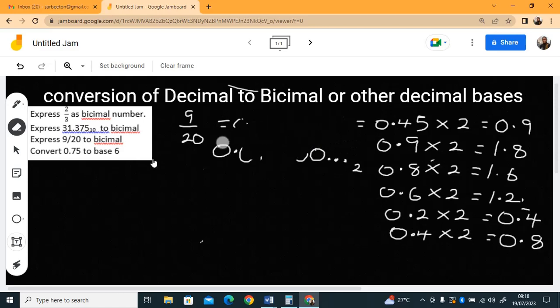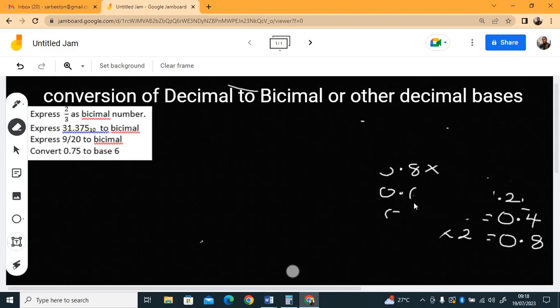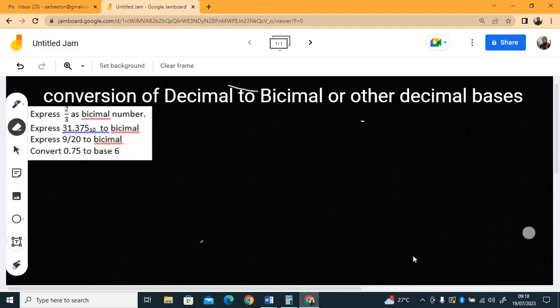Now the last one, which is to base 6. It's not every time you're going to convert everything to decimal. Sometimes you have to convert to other bases. So how do you go about it? This tutorial is a little bit long, but I want you to have an understanding of this particular topic, because it always gives students a lot of problems, and it's very simple, I promise you. Now 0.75 to base 6.